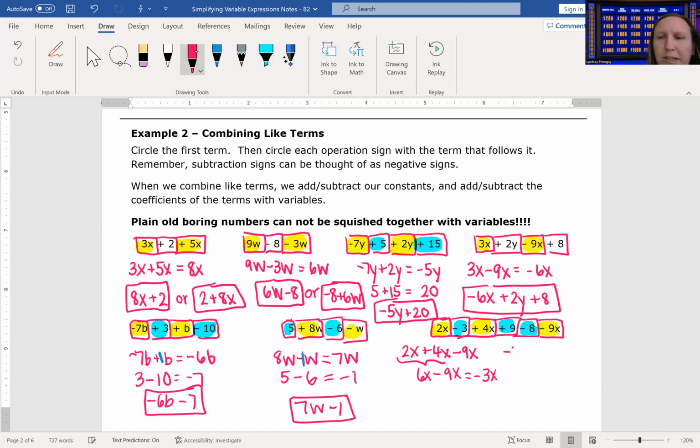Then for the constants, we got negative 3 plus 9 and a minus 8. So once again, I'll put the first two together. Signs are different, subtract. That's a positive 6. And then 6 minus 8 is a negative 2. So final answer, negative 3x minus 2.